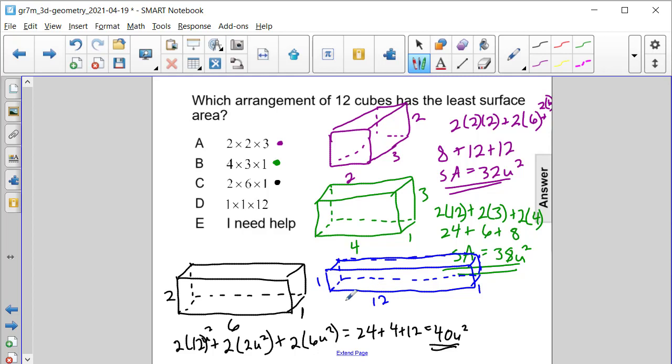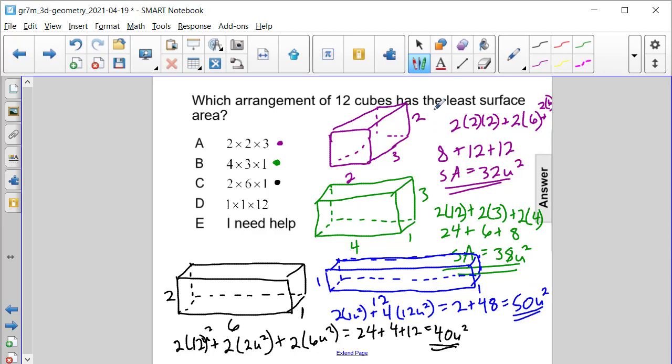So in this rectangular prism, we're going to have two sides that have an area of 1 square unit. Plus, we have 12 times 1 going all the way around. So that's 4 and then 12 square units going all the way around. So we're going to have 2 plus 48, which is 50 square units.